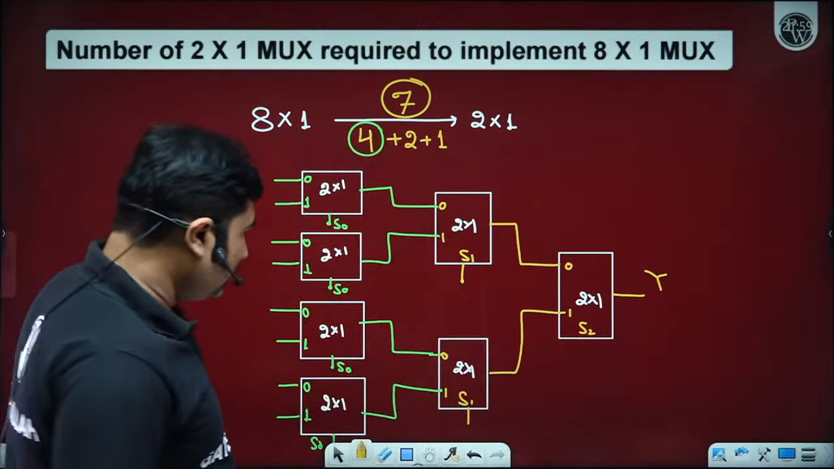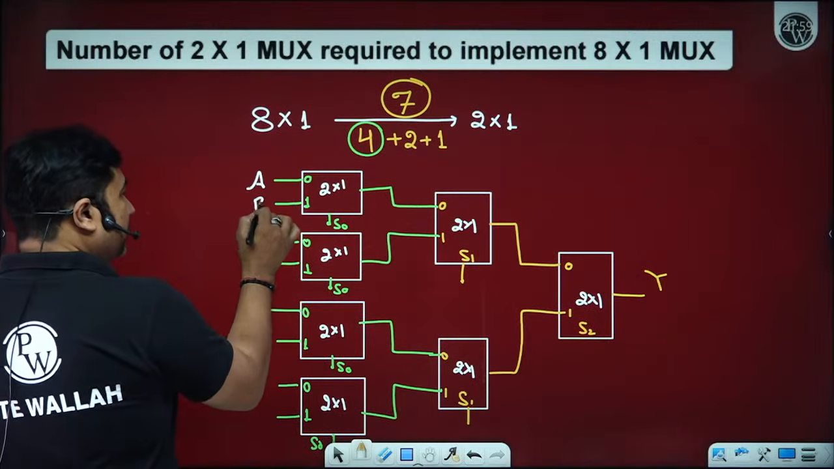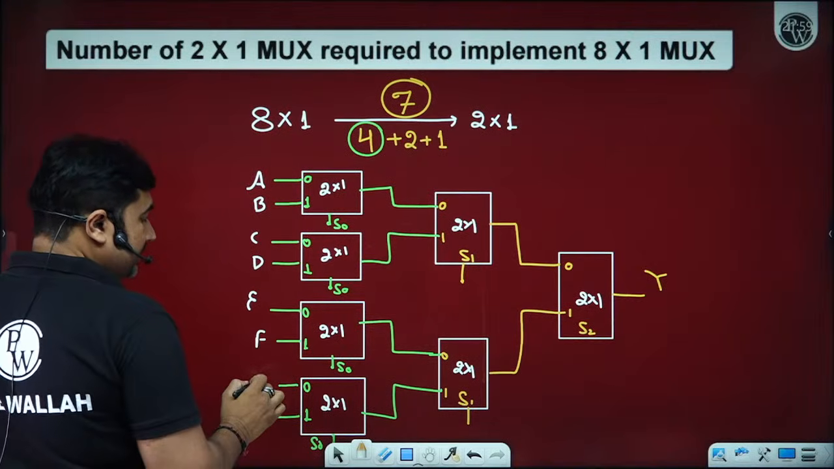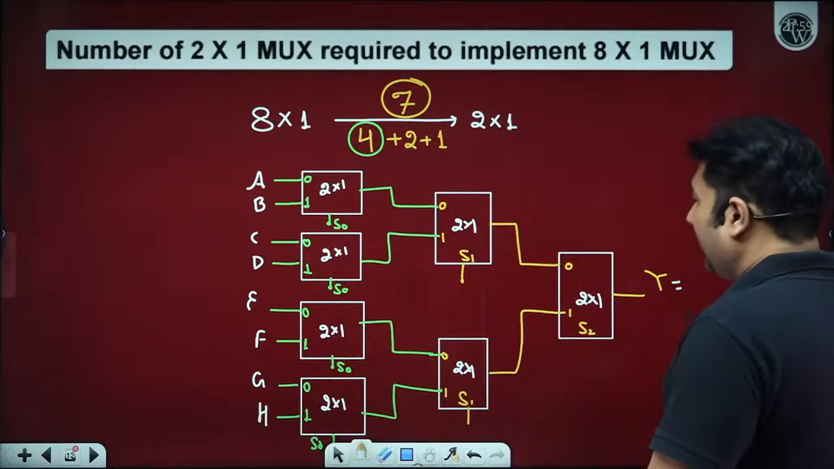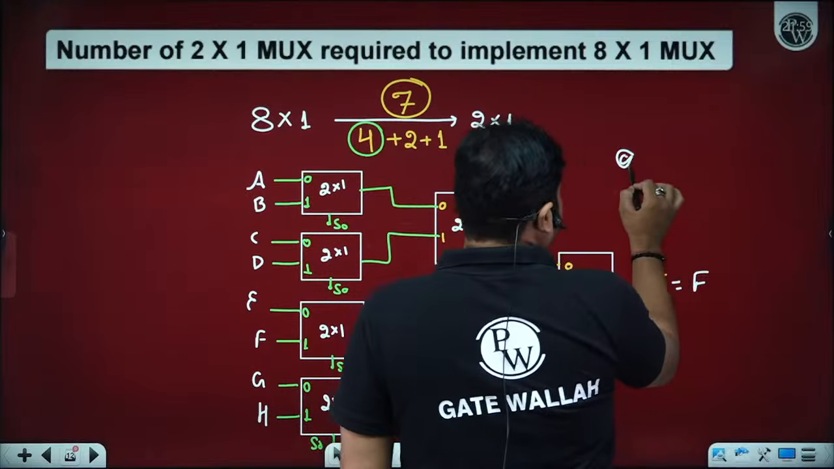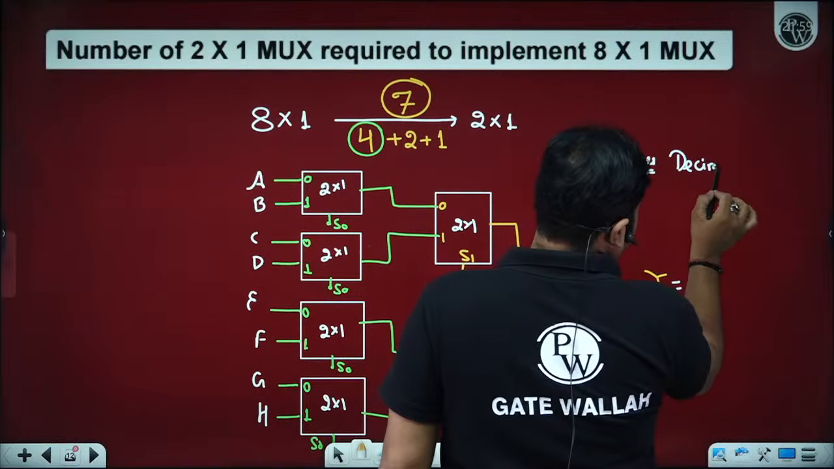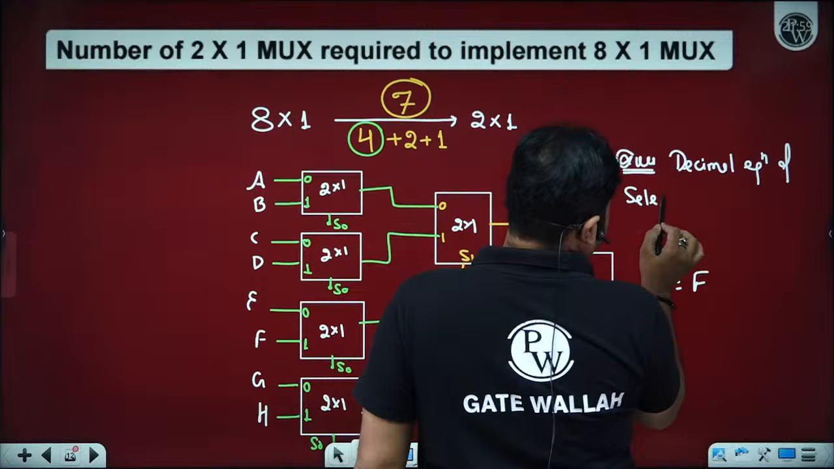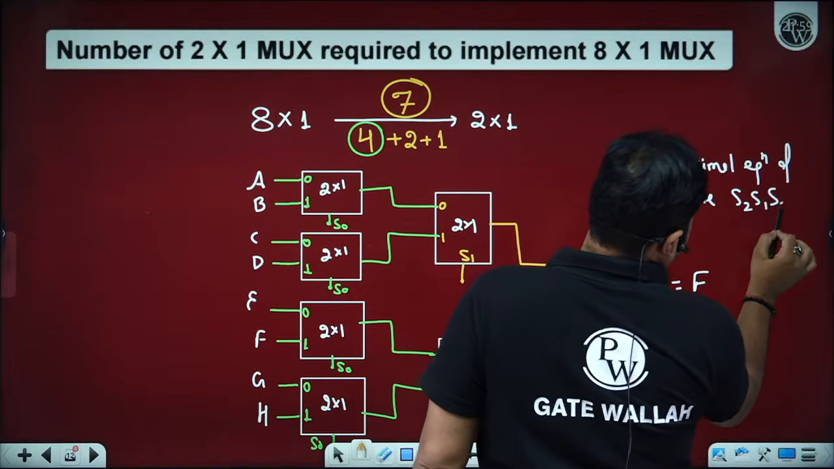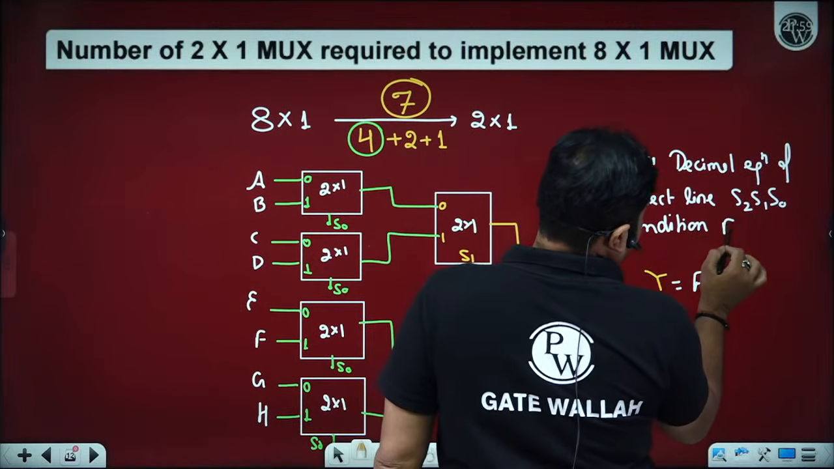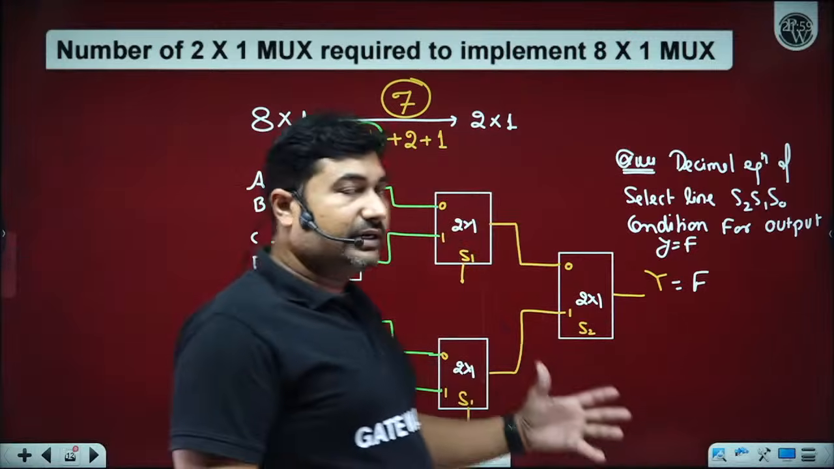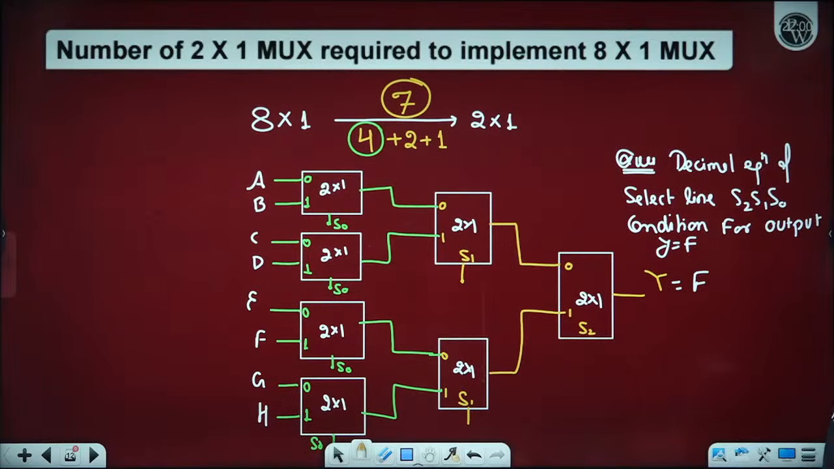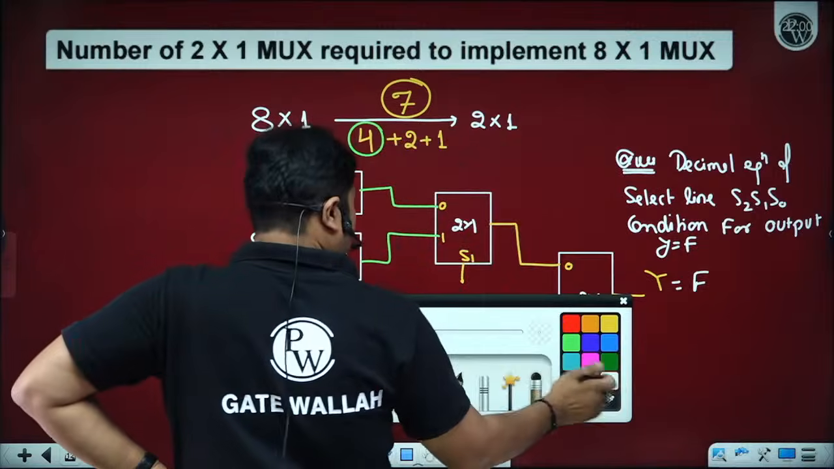Now if I ask you, can you please tell me what should be the decimal equivalent of the select line condition for output Y equals F, for the given 8 cross 1 multiplexer, which is implemented by using 2 cross 1 size multiplexers? Sir, we will get output Y equals F when?